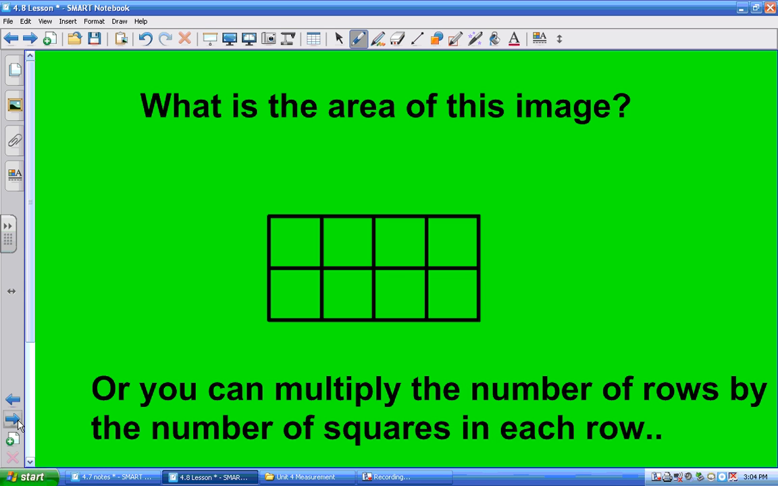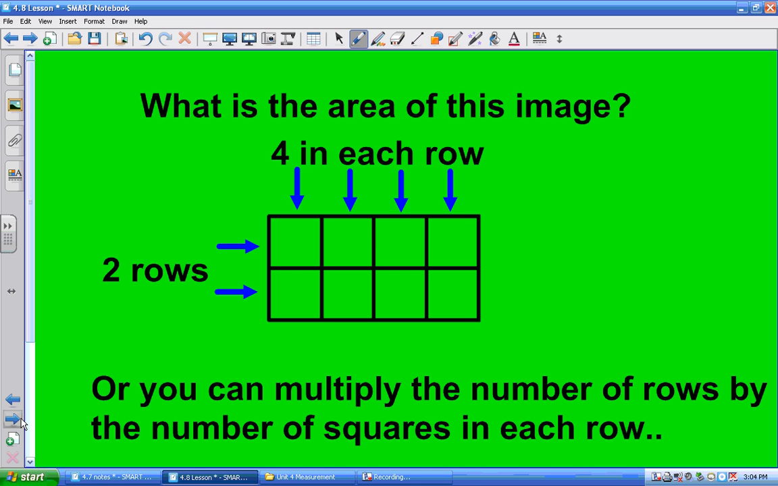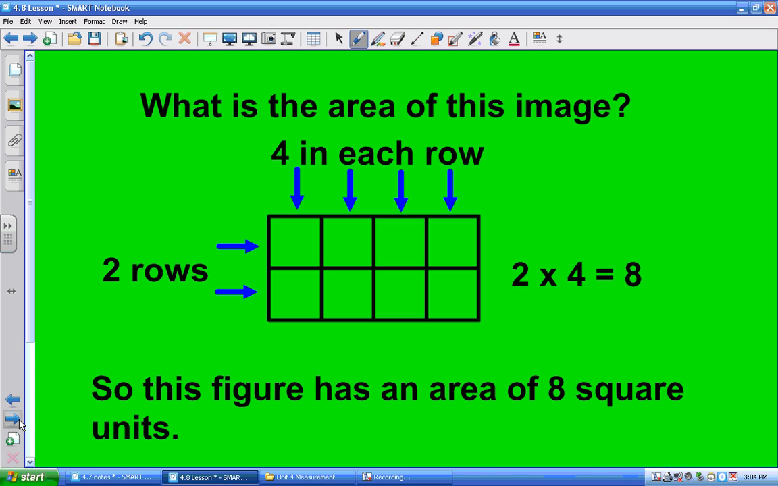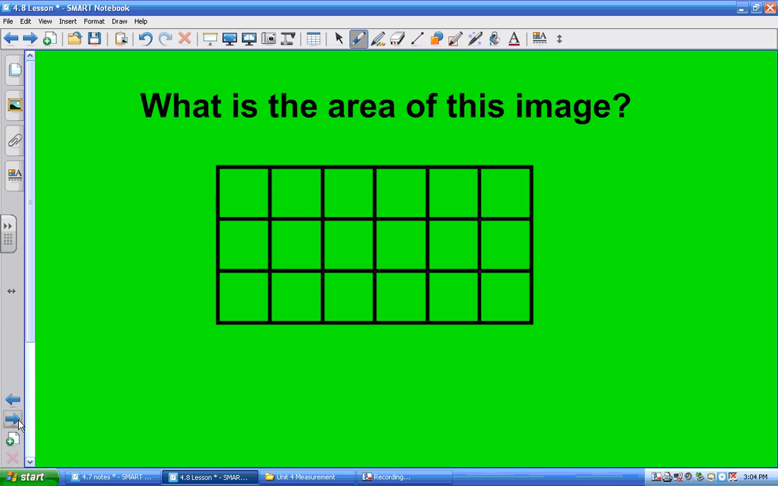You can also multiply the number of rows by the number of squares in each row. So there are 2 rows. There are 4 in each row. So 2 times 4 is 8. Good job. 4 plus 4 is 8. That's true too. Okay, so this figure has an area of 8 square units. Next question. What's the area of this one, Kate?